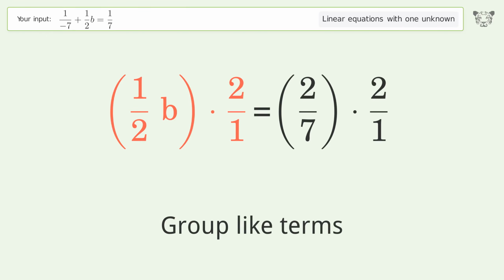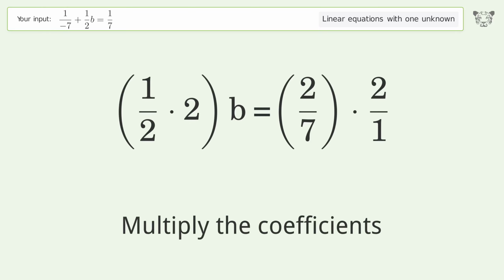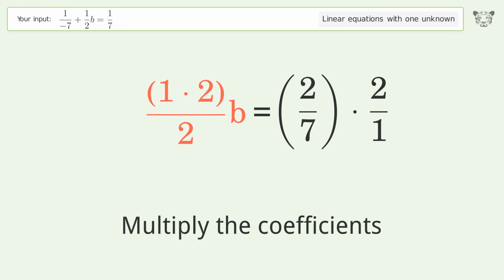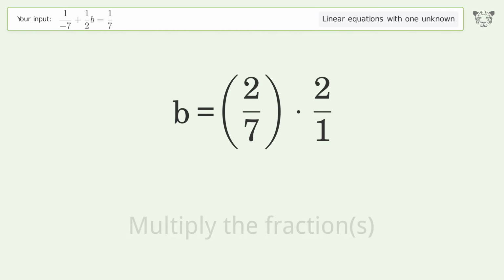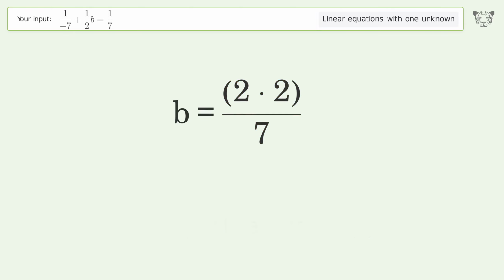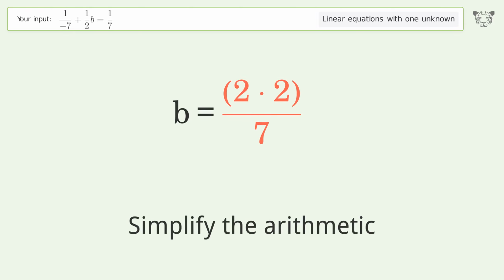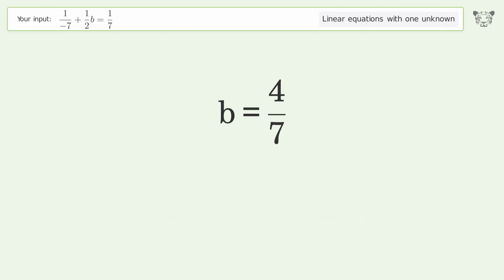Group like terms. Multiply the coefficients. Simplify the fraction. Multiply the fractions. Simplify the arithmetic. And so the final result is b equals 4/7.